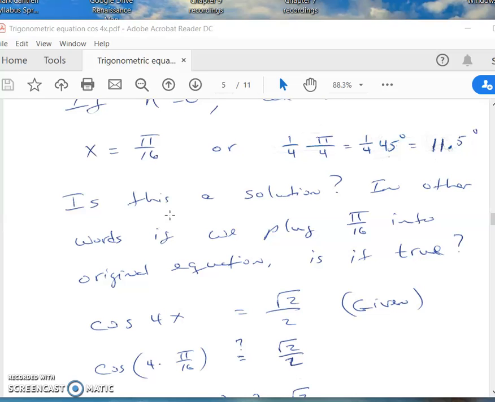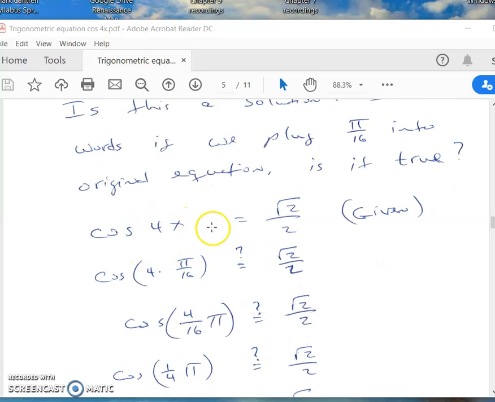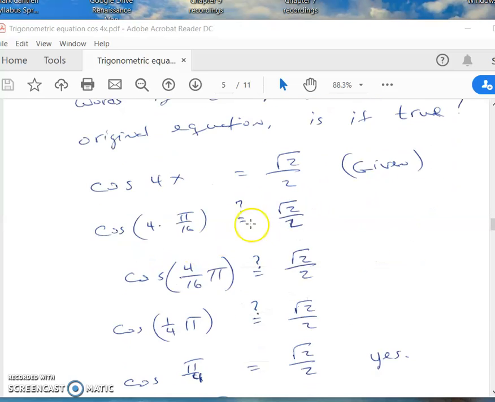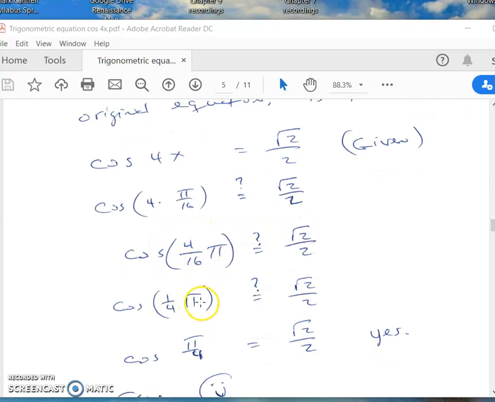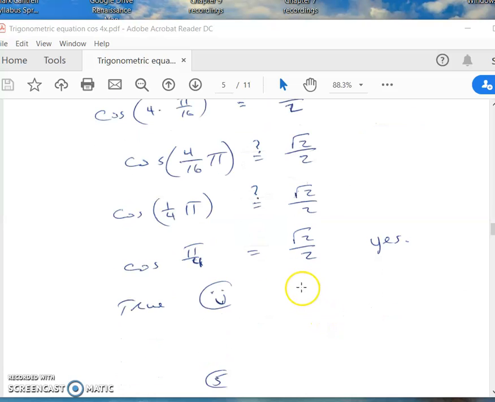Is this a solution? Well, what do we mean by a solution? In other words, what we mean by a solution is that if we plug pi over 16 into the original equation, is it true? Well, cosine of 4x is equal to this. That's what we're given. Let's plug in our proposed solution, pi over 16. Is that equal to this? Well, 4 times pi over 16 is 1/4 pi. The cosine of 1/4 pi is indeed equal to root 2 over 2, because that's what we were told to assume. So it's true. It's a solution.